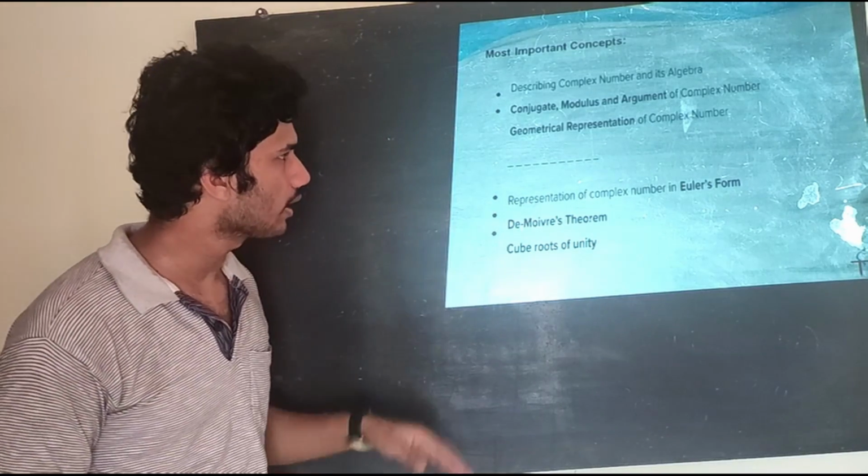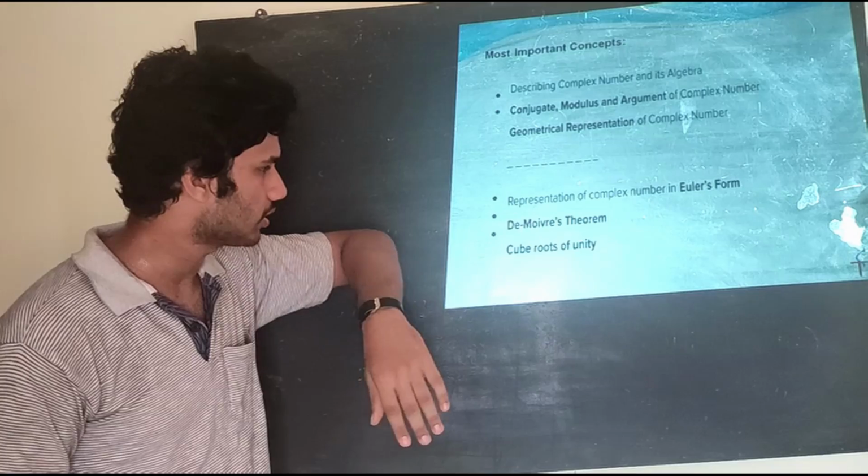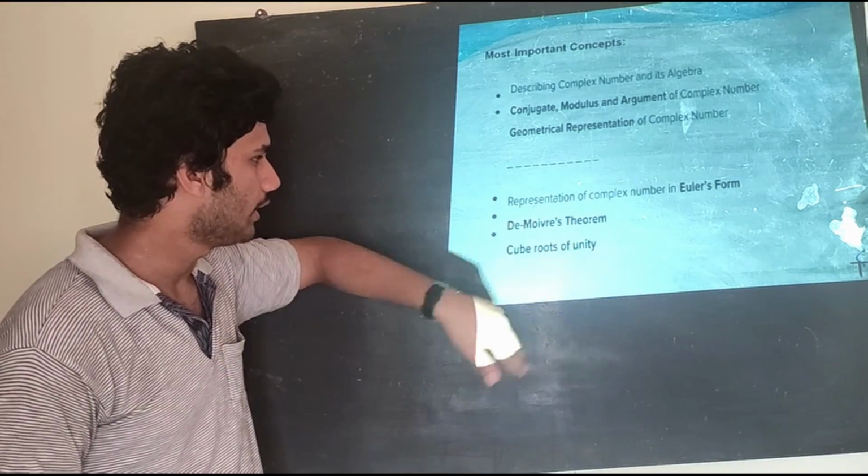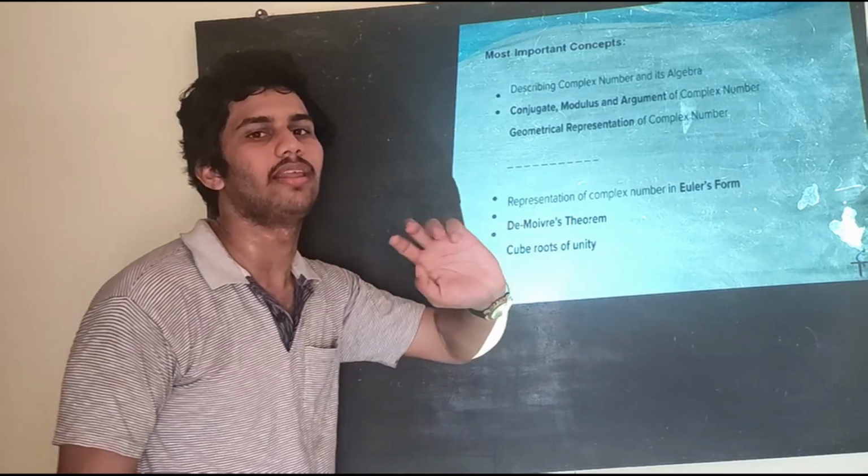And today we will be looking at conjugate and modulus. Argument will be discussed in the next lecture, with Euler's form, de Moivre's theorem and cube root of unity. And today geometrical representation will be the highlight.